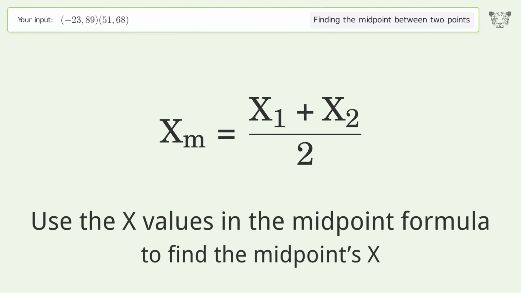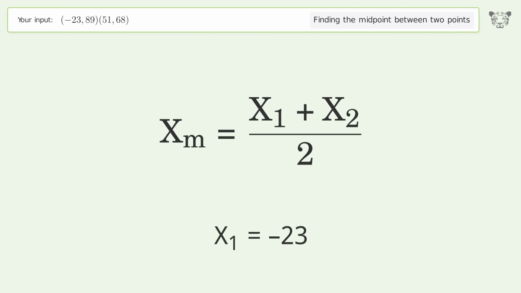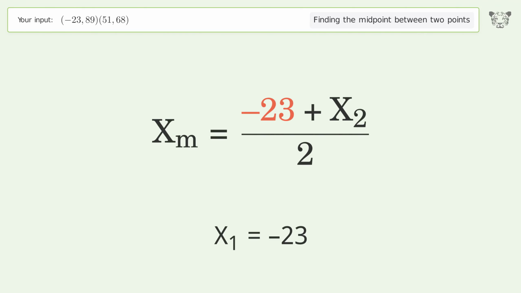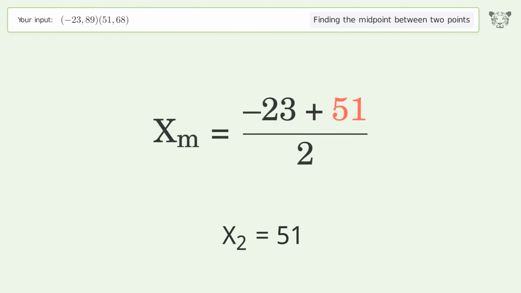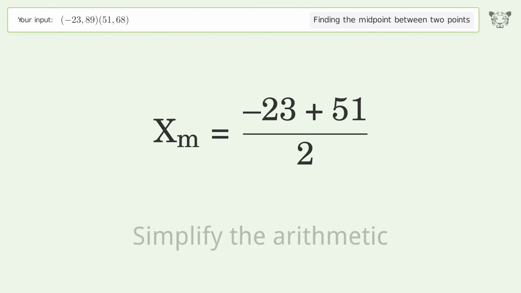Use the x values in the midpoint formula to find the midpoint's x. x1 equals -23. x2 equals 51. Simplify the arithmetic.